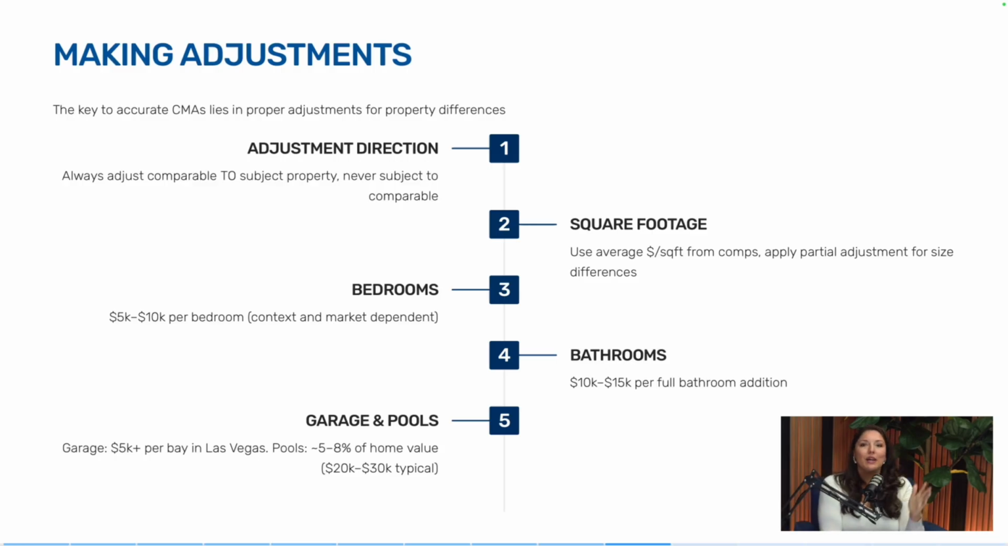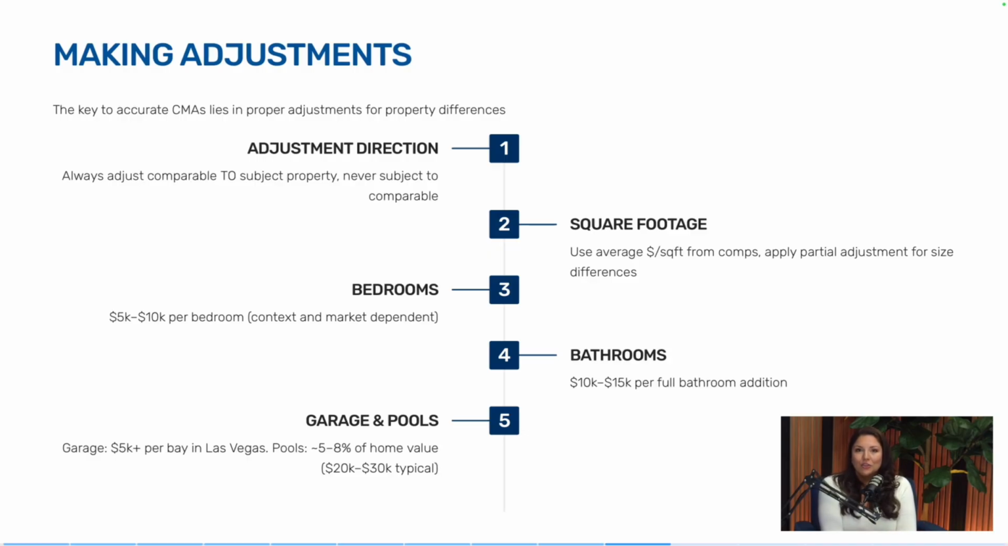So here's a quick framework for adjustments. Always adjust the comp to the subject. Square footage: use the average price per square foot. Adjust partially, not dollar for dollar. Bedrooms, I would say 5 to 10,000 for each room could be a difference. Bathrooms, maybe 10 to 15,000 for a full bathroom. Garage, around 5,000 per bay in Las Vegas, maybe even a little more.